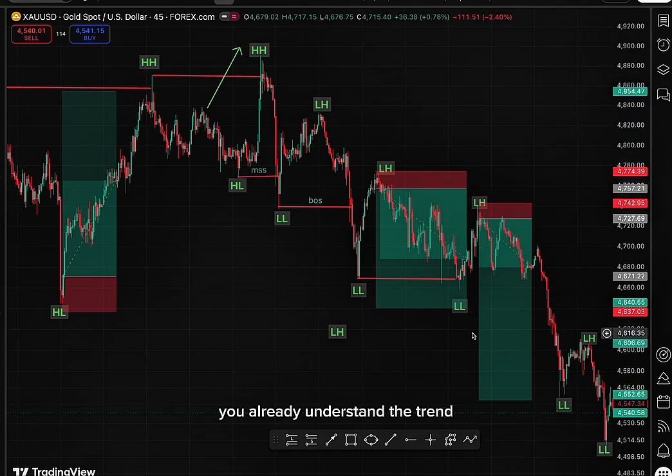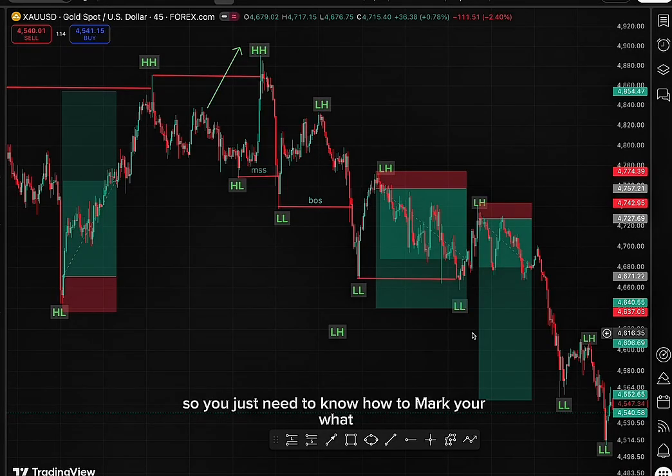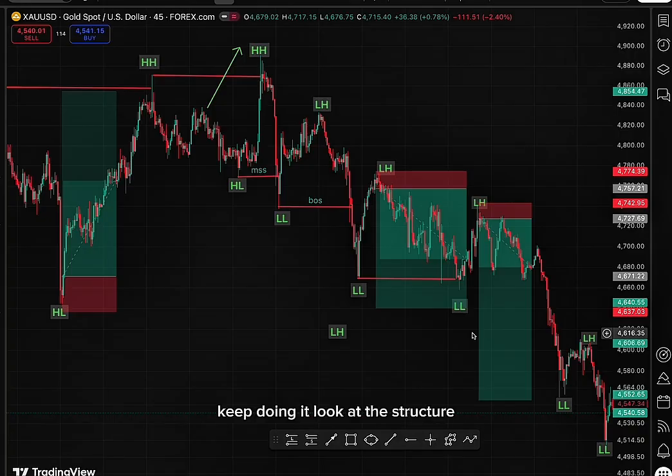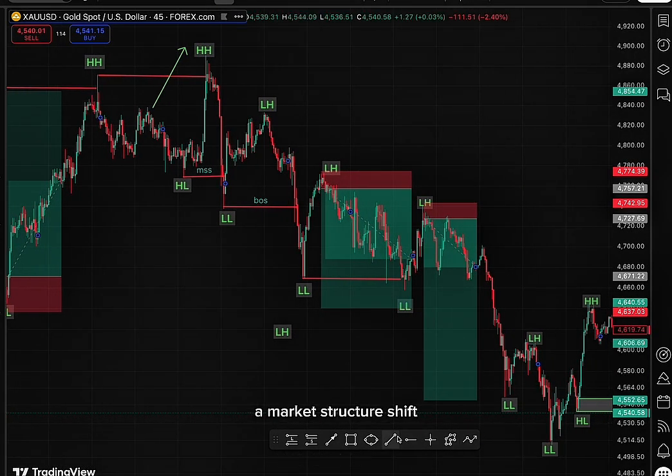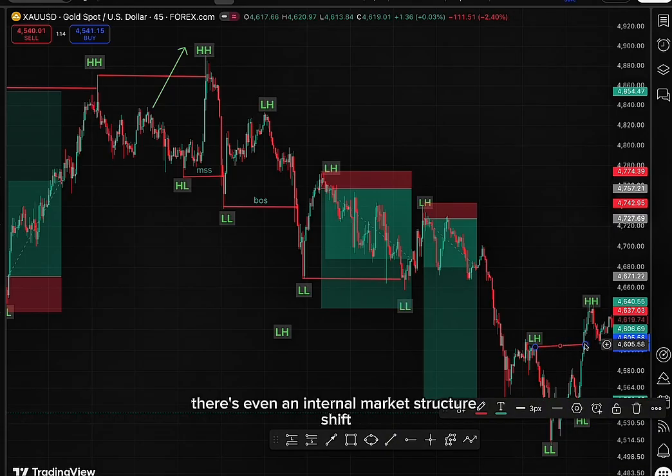You already understand the trend. So you just need to know how to mark your what? Your higher high and higher low and lower high. Keep doing it. Look at the structure. Keep doing it. You see what? A market structure shift. This is a market structure shift. There's even an internal market structure shift.